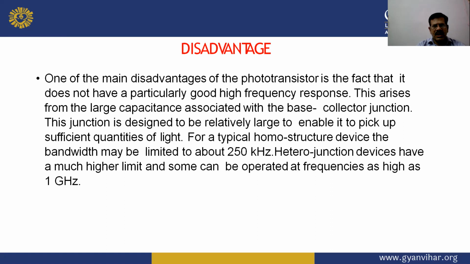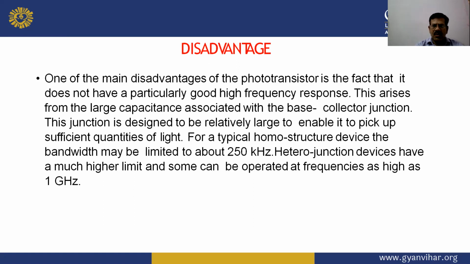There are also disadvantages. One of the main disadvantages of the phototransistor is the fact that it does not have particularly good high frequency response. So the frequency response of the phototransistor is very poor. This arises from the large capacitance associated with the base collector junction, because of the capacitance effect across the base collector junction region. This junction is designed to be relatively large to enable it to pick up sufficient quantities of light. So we keep a large surface of the collector to pick up a sufficient quantity of light.